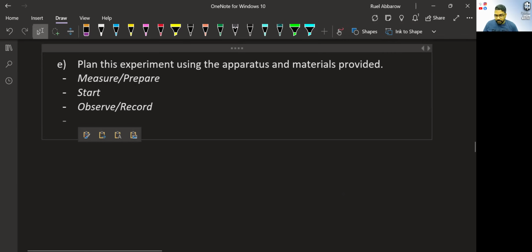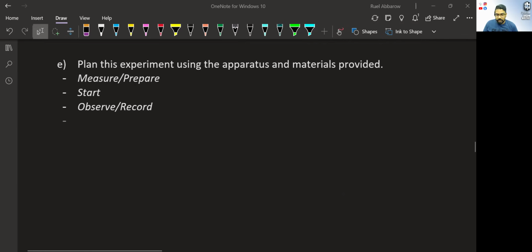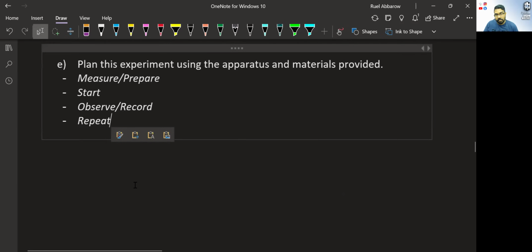And then finally, we may need to repeat based on the manipulated variable. So you repeat the experiment, but change the manipulated variable to a different value. Basically, if you just follow these 4 steps, you will cover everything. So again, why don't you try to pause and try writing it yourself first.